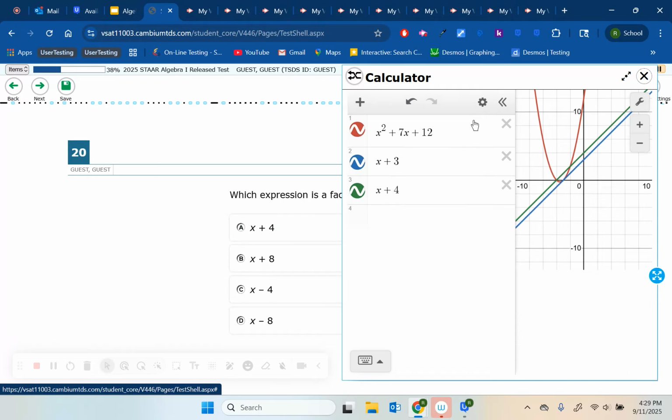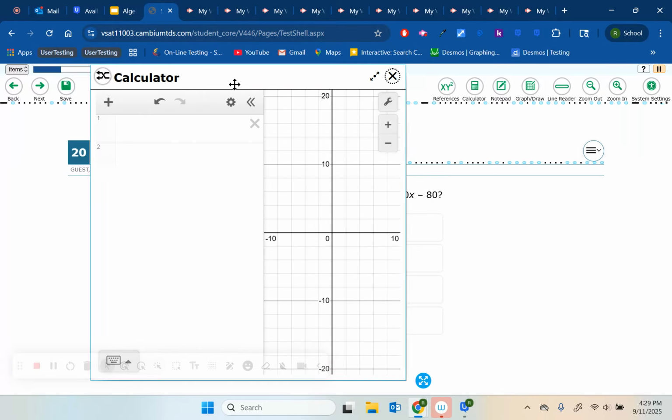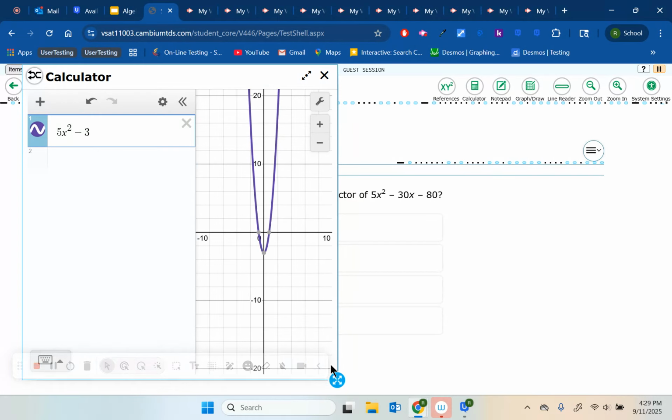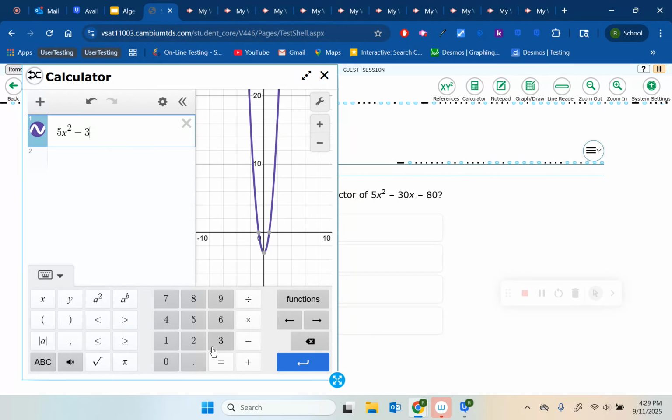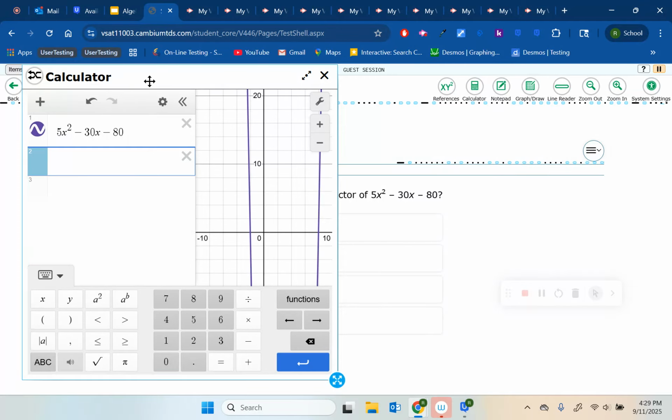So let's just go ahead and graph 5x squared, and yes, this thing is super moody, but we're going to put it over here. 5x squared minus 30x minus 80. Yep, it is what it is. So I'm looking for that intersection and that intersection. One of these guys is going to graph right through there. So let's see which one does it.